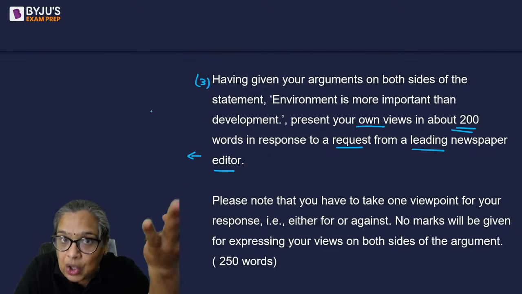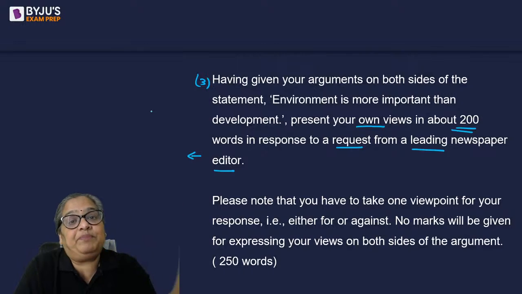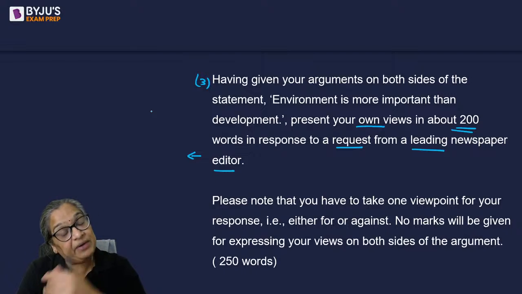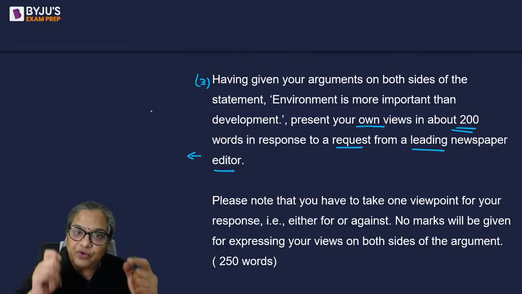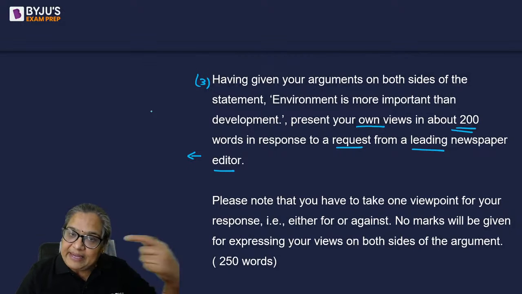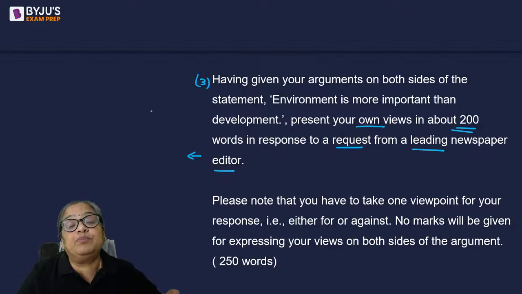So if you want long-term development, you have to accept that environment is more important than short-term development. Development will go hand in hand with environment, provided you do it the right way. That would be my main point. So my essay would be that yes, environment is more important than development. We have to take the right kind of development, develop slowly, by using the natural resources but not overusing them or exploiting them to the point that the environment is damaged, right? So that would be my main point.